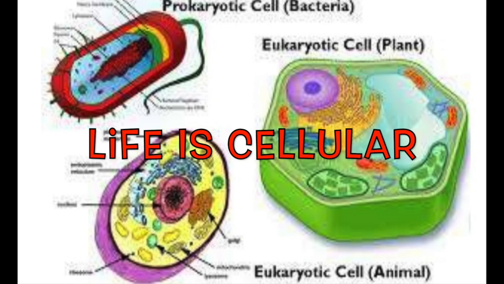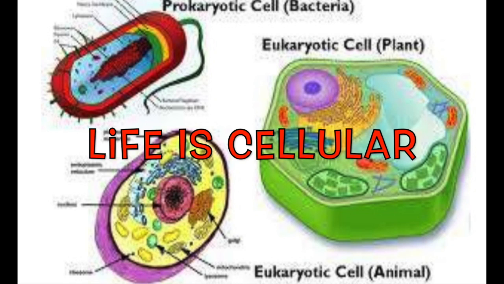Despite their differences, all cells have two characteristics in common. They are surrounded by a barrier called a cell membrane, and at some point in their lives, they contain the molecule that carries biological information, DNA.